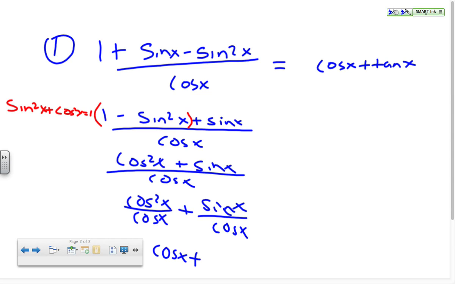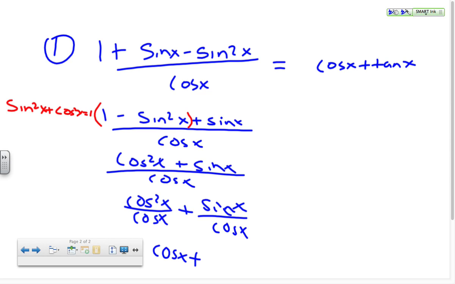Now we need to think about what we're looking at. Once you've manipulated it a little bit and you're starting to get somewhere, look again at our goal. Our goal is cosine x plus tangent x. I have one piece, I have cosine x. So now I'm going to ask, what can I do to get tangent of x? Here I have this piece left, so if I needed to manipulate it some more, I could.